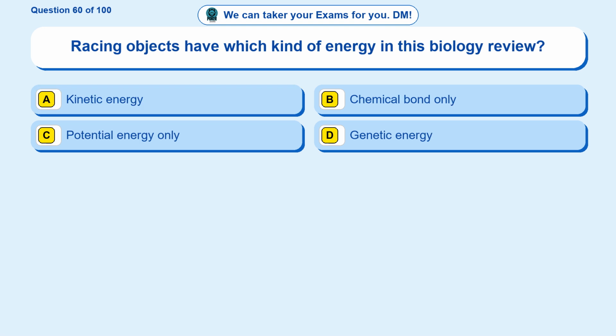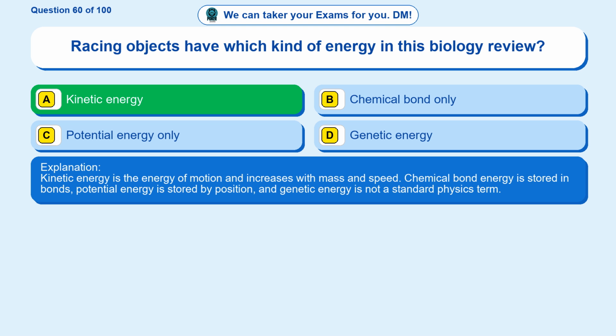Question 60. Racing objects have which kind of energy in this biology review? Option A, kinetic energy. Option B, chemical bond only. Option C, potential energy only. Option D, genetic energy. The correct answer is option A, kinetic energy.